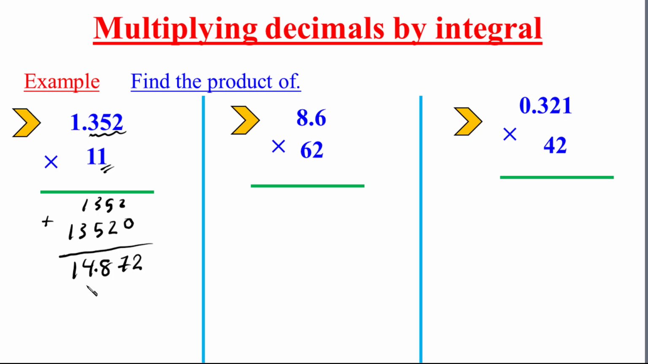The product will be here 14.872. Next, by the same way, multiplying by a 2-digit number, ignore the decimal point, it will be 86 times 62.